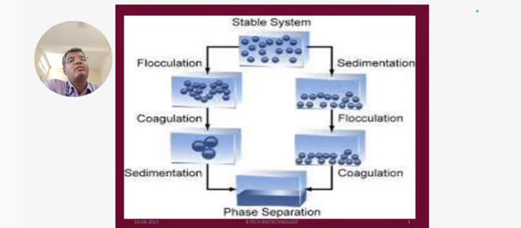What is meant by flocculation and what is meant by sedimentation? The first one is the stable system. In this, the suspended particles try to settle at the bottom of the sedimentation tank. Let us first see what sedimentation is. All the suspended particles, with the help of gravity, try to settle at the bottom.